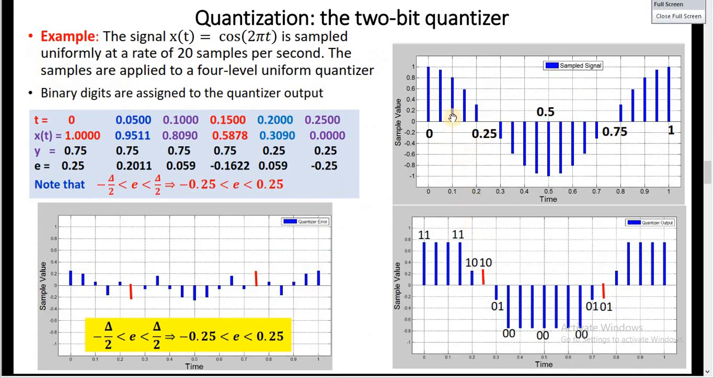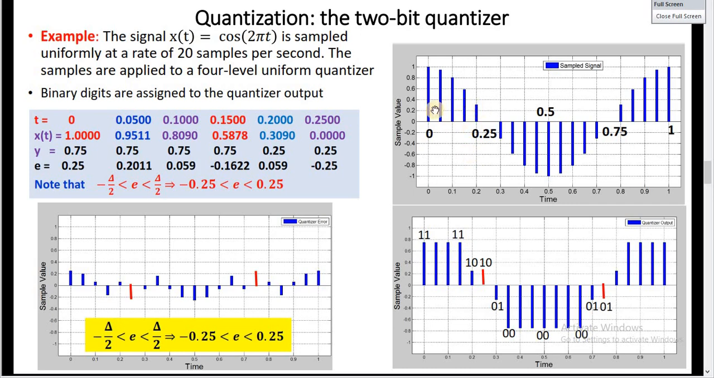Again, we plot the curves corresponding to the message, to the quantized signal, and to the error. The signal x of t equals cosine 2 pi t is sampled uniformly at a rate of 20 samples per second. The samples are applied to a 4-level uniform quantizer, and then binary digits are assigned to the quantizer output. This sample, which is 1, is mapped into 0.75.